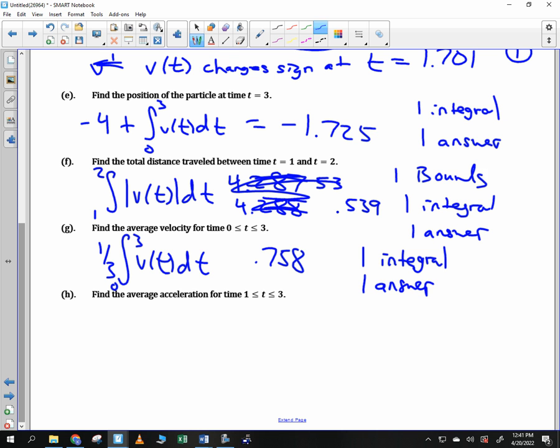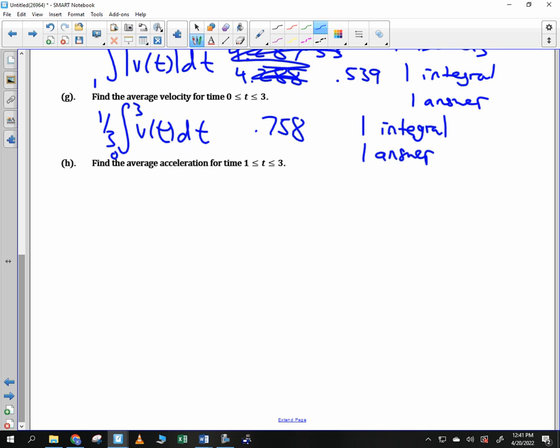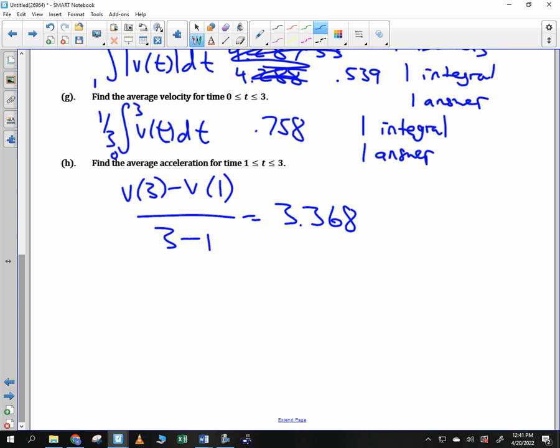And then find the average acceleration. I need you to have v of 3 minus v of 1 over 3 minus 1, which ends up being 3.368. And we're just giving you 1 point for that based on the answer. I count a total of 13 points there. Decide what you should get based off of how much you needed to use your notes.